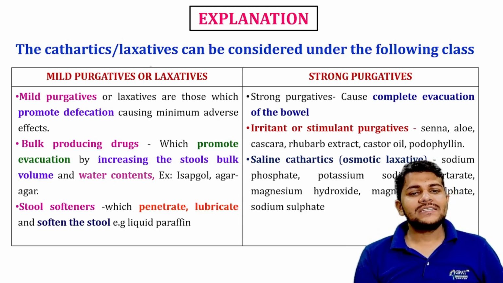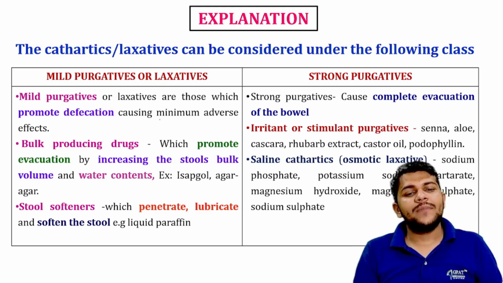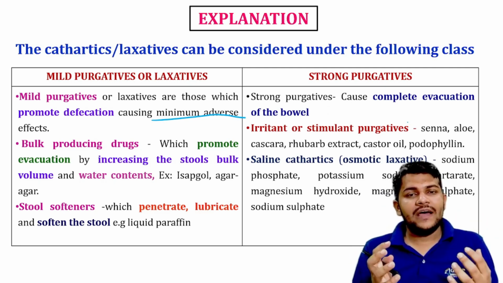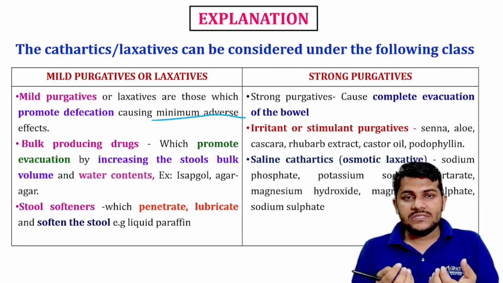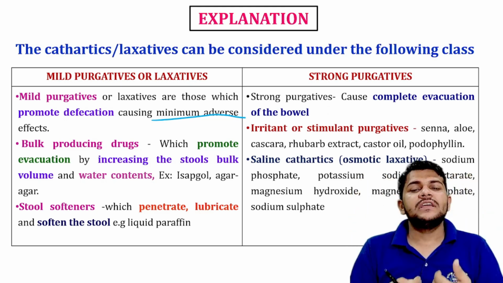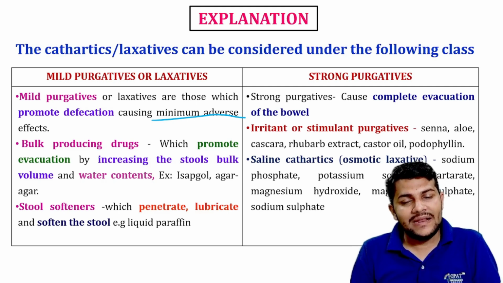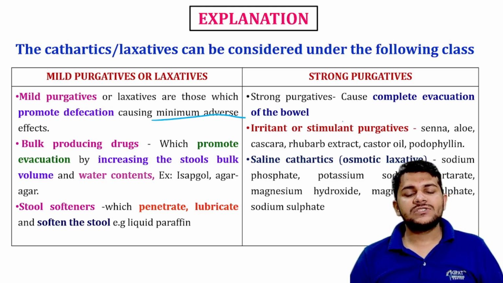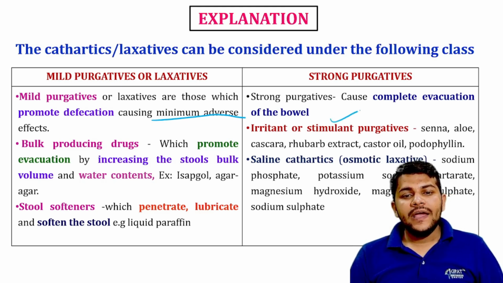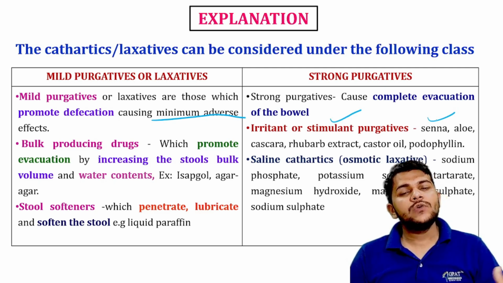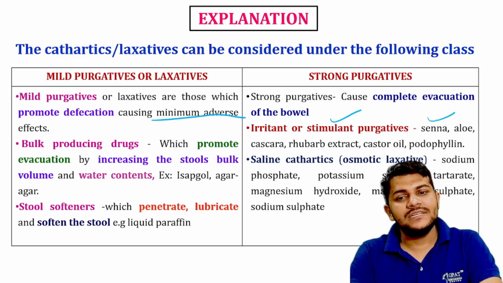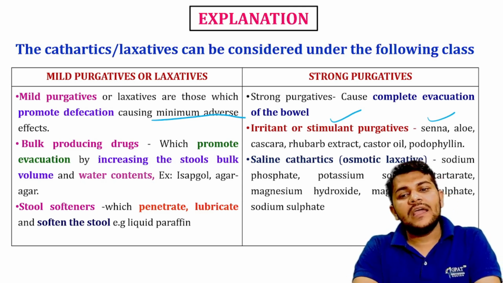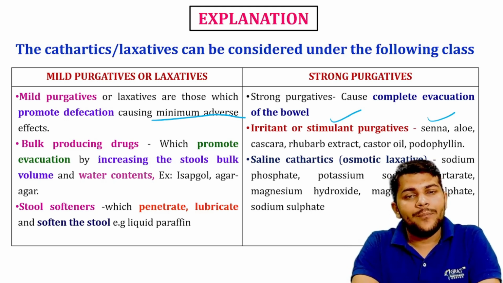Mild purgatives and laxatives are substances that promote defecation with minimum adverse effects, whereas strong purgatives have more severe side effects, like internal infection in the inner lining of the large intestine, electrolyte imbalance, and sometimes loss of appetite. Among strong purgatives, first we have the irritant or stimulant type, containing anthraquinone glycosides: senna, aloe, cascara, rhubarb. So anthraquinone glycosides are the inborn purgatives.